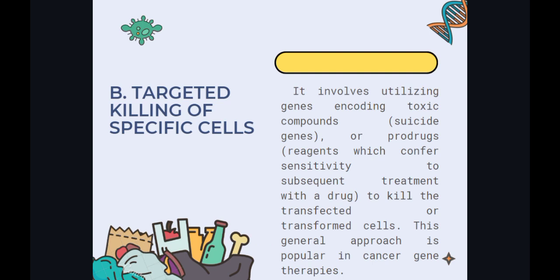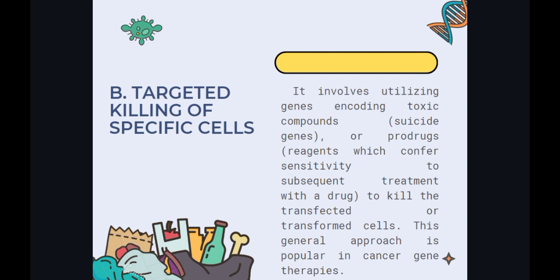Letter B, targeted killing of specific cells. It involves utilizing genes encoding toxic compounds or suicide genes or prodrugs, reagents which confer sensitivity to subsequent treatment with a drug, to kill the transfected or transformed cells. This general approach is popular in cancer gene therapies.